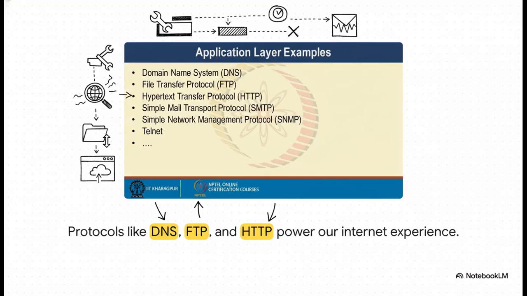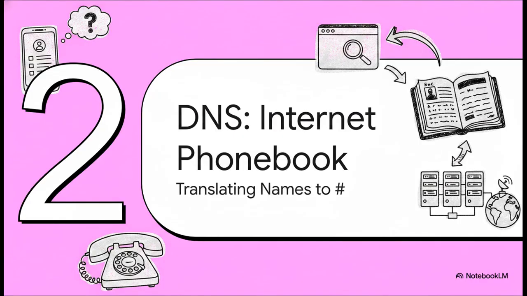And this layer is a really busy place. It's home to a whole bunch of different protocols. Think of each one like a specialized tool in a toolbox. DNS is the tool for looking up addresses, FTP is for moving files, and HTTP is for browsing the web. Each has a very specific job, and today we're zeroing in on the exact ones you need to know for your Week 2 assignment. Let's start with a really crucial one.